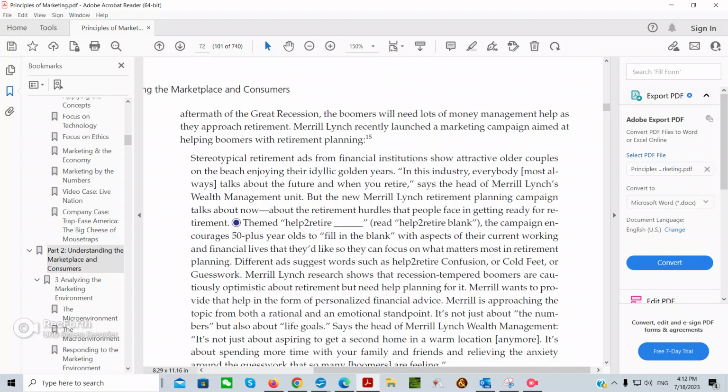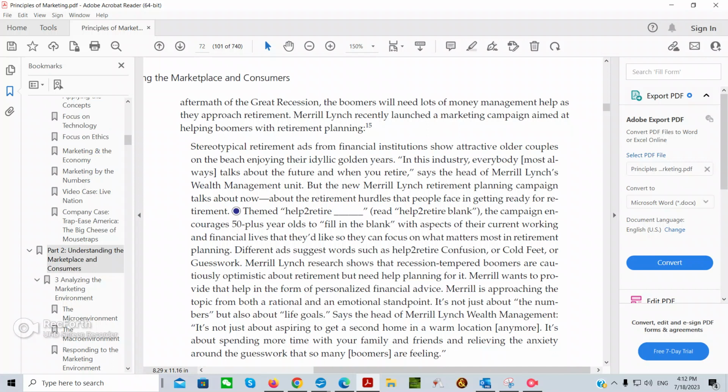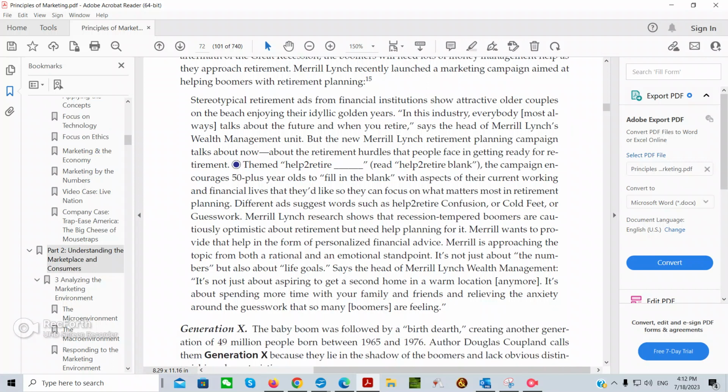The newer term would be bucket lists, as in what they want to do before they die. Different words such as "help to retire confusion," "cold feet," or "guesswork." Merrill Lynch research shows the recession-tempered boomers are cautiously optimistic about retirement, but need help planning for it. Merrill wants to provide that help in the form of personalized financial advice.